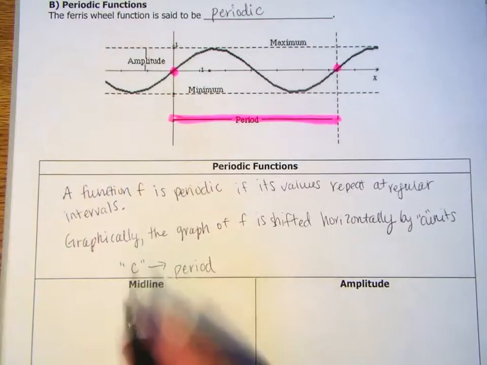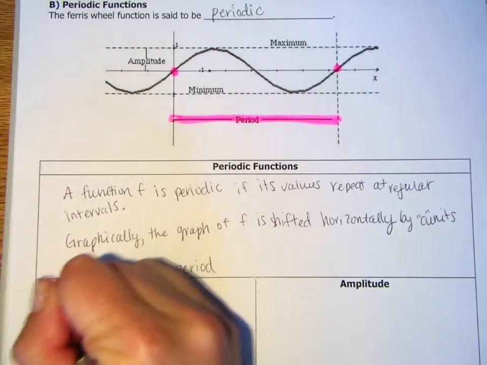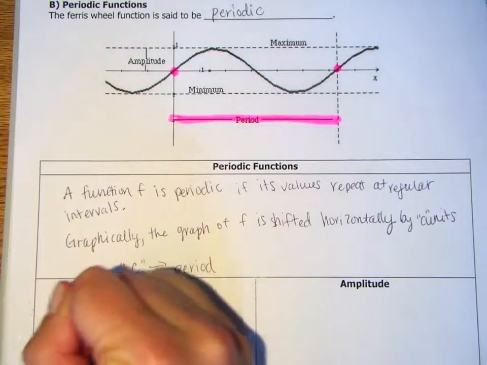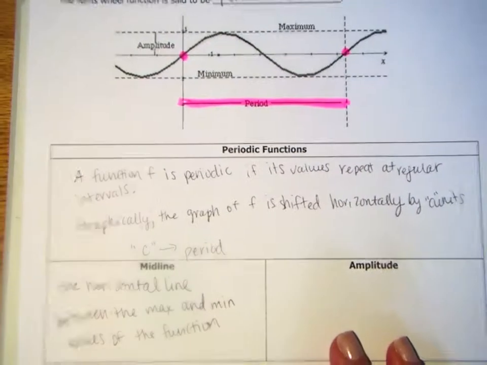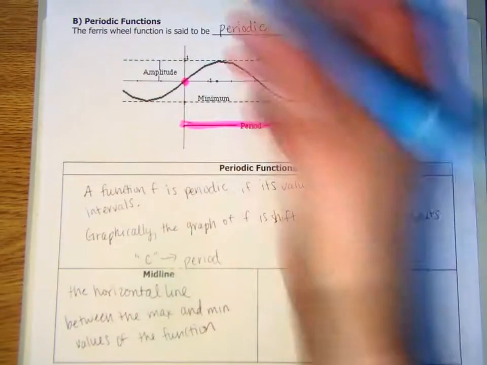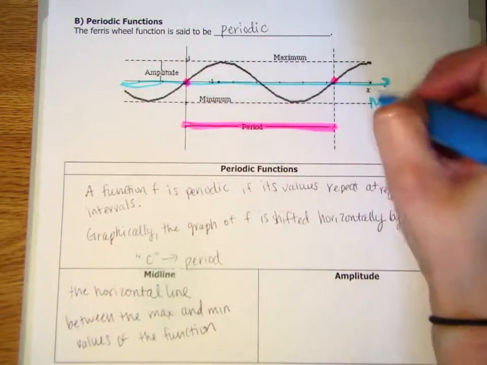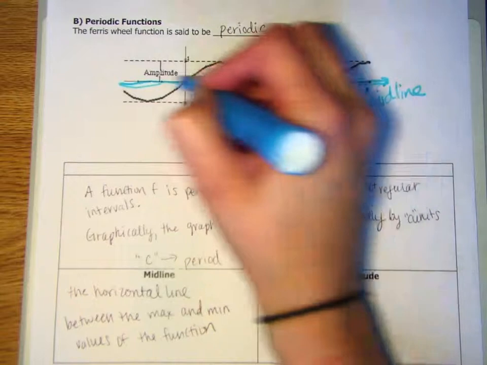What we call the midline is a horizontal line between the max and min values of the function. This is the horizontal line between the maximum and the minimum values of the function. So on this example, the midline I'll go over in blue. In this case, it looks like the midline is on the x-axis. That's not always the case.